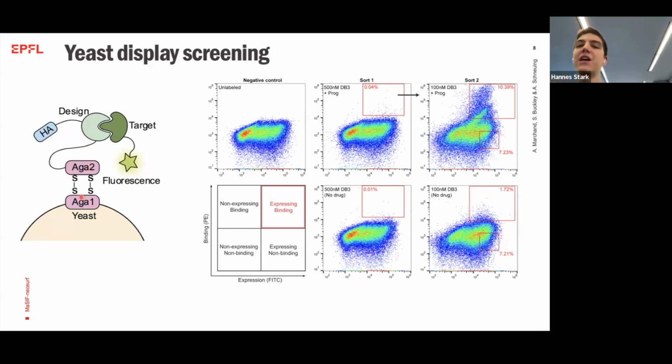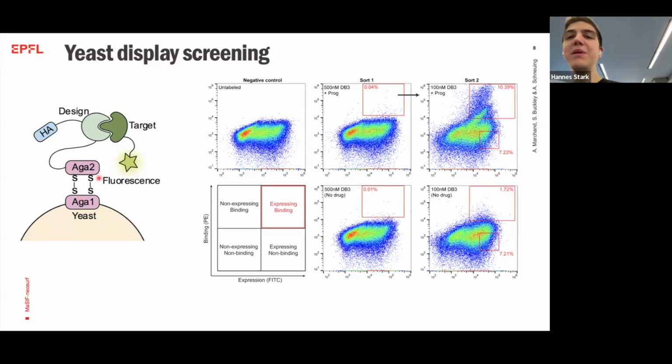So you don't put just your design DNA into the yeast. What you encode now is AGA2 plus your design plus HA. Yes. And that's what's expressed. And yes, then it always displays everything that contains the AGA2.